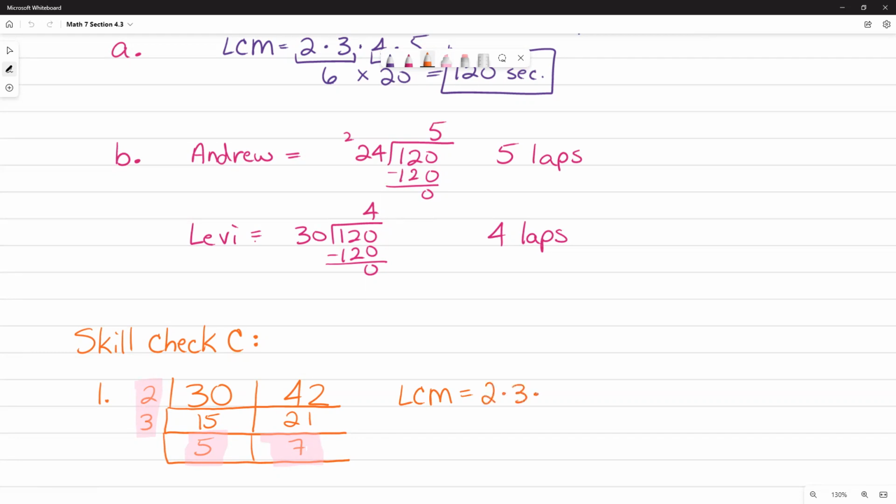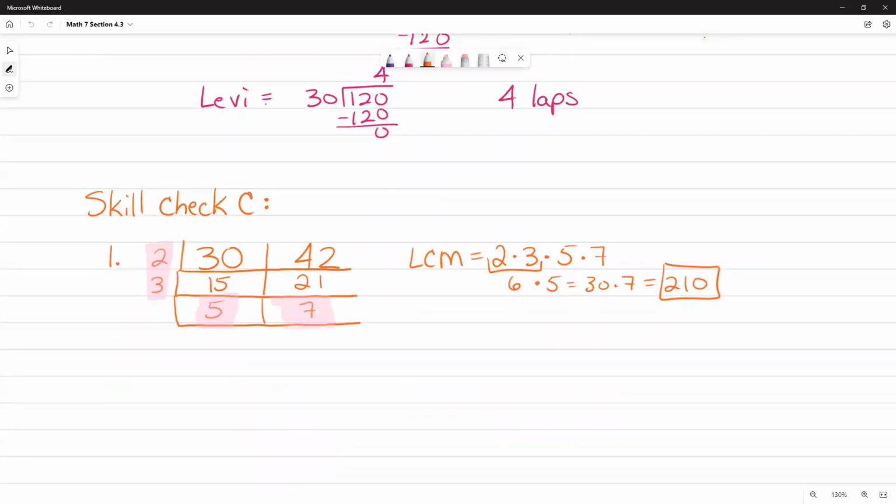So this is 2 times 3 times 5 times 7. 2 times 3 is 6 and 5 times 7 is 35. Probably an easier way for me to do that, and actually there is. 2 times 3 is 6 and 6 times 5 is 30 and 30 times 7, well, that's just 7 times 3 with a 0 on the end. So that's 210. Not 2010, 210. So 210 is the smallest multiple of both 30 and 42.